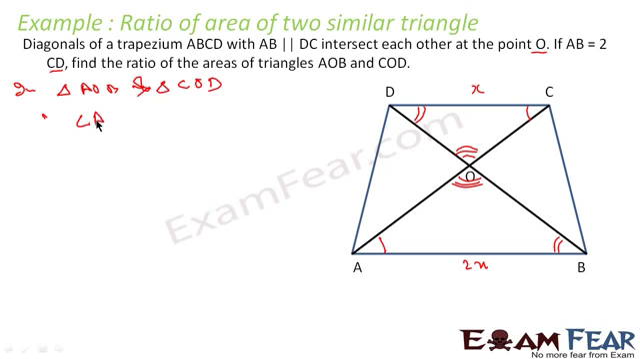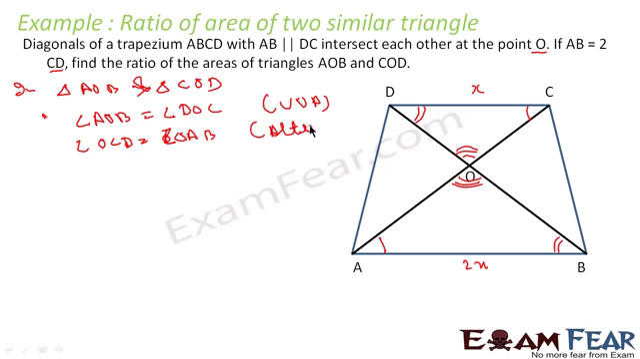So let me write this in triangle. This and this, we'll write first. Angle AOB is equal to angle DOC, vertical opposite angle. Angle OCD is equal to angle OAB. Why? Alternate angle. Correct? Since two angles are equal, we can say that triangle AOB is similar to triangle COD.